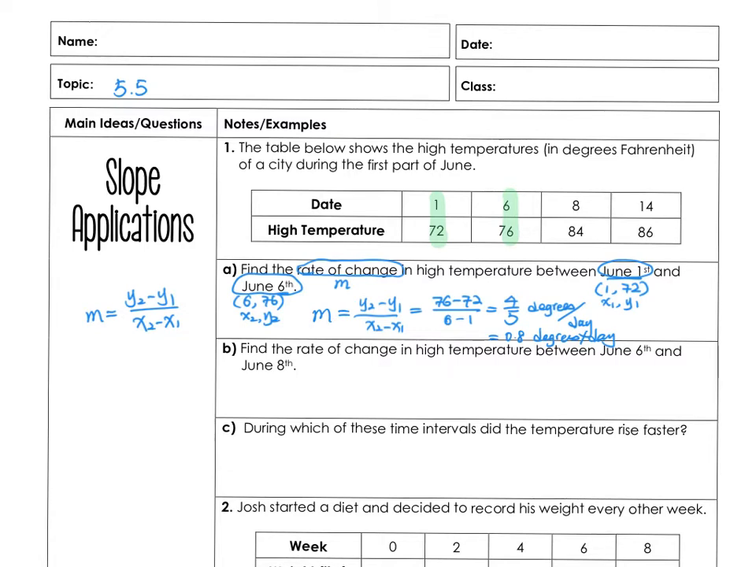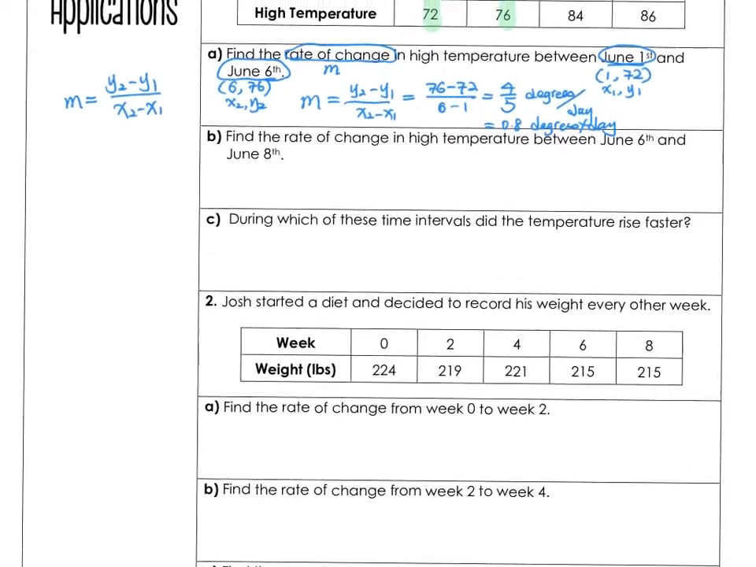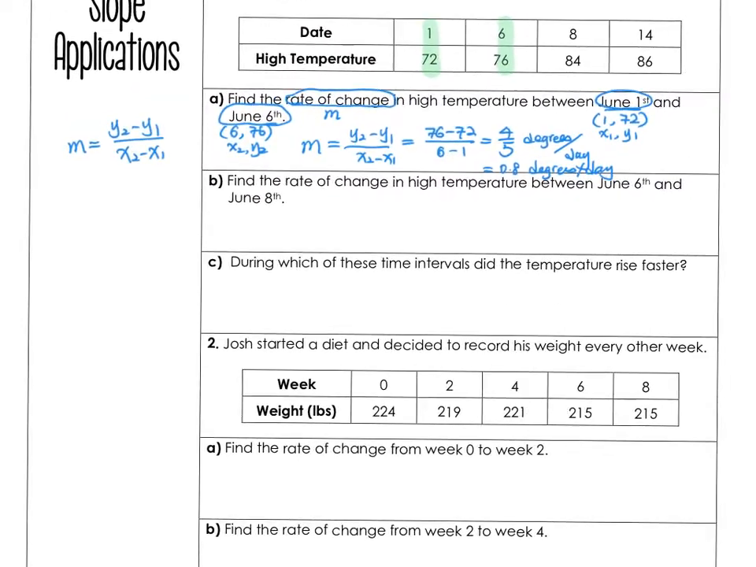I'm going to move it up a little. During which of these time intervals did the temperature rise faster? That's interesting. So what do you think? One thing to do is you can calculate the slope. You calculate the rate of change between each period. That works. Or it's simply a subtraction, right?